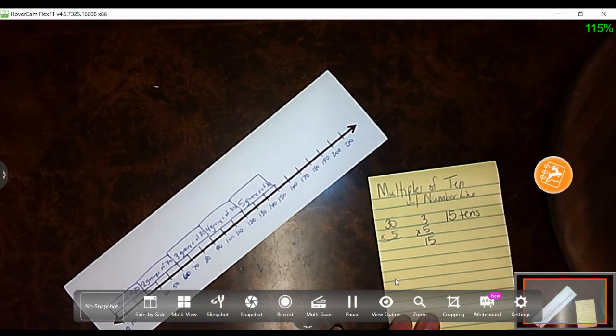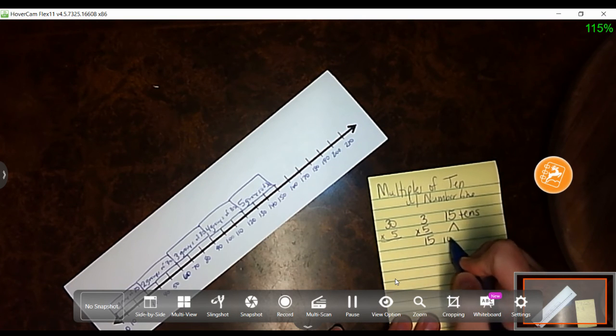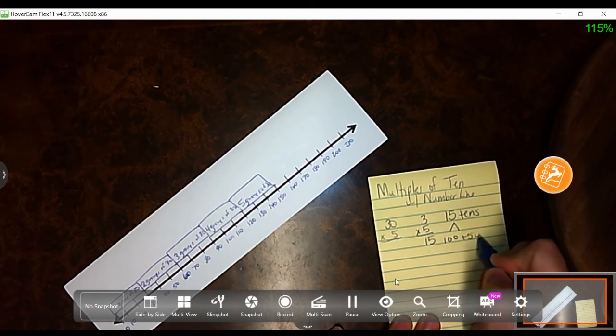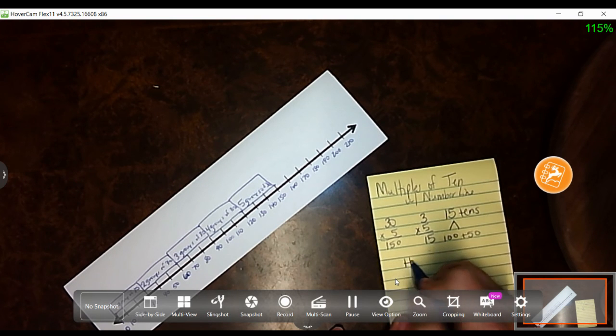So if I have 15 tens, how many hundreds are in 15 tens? This might be a question that you ask yourself. Well, there's 100 in 15 tens because 10 tens makes 100. If I decompose these tens, that is 100 plus 50. Okay? So I know that 3 times 5 is 15, so 30 times 5 is 150. Let's look at it with a place value mat.